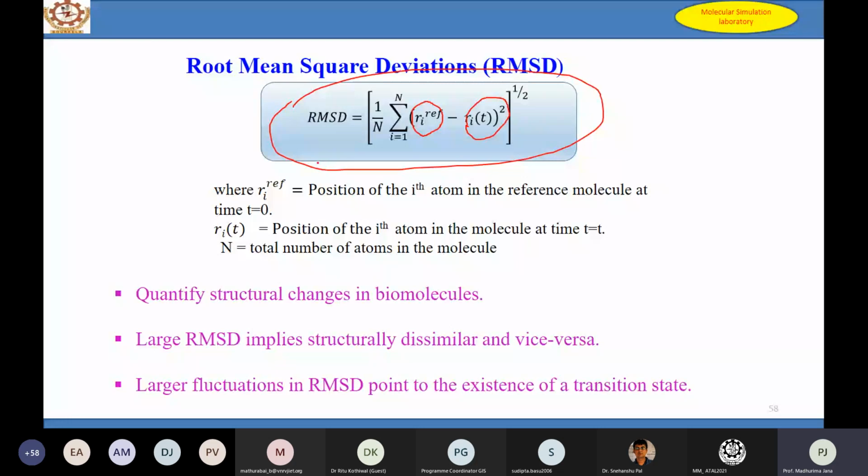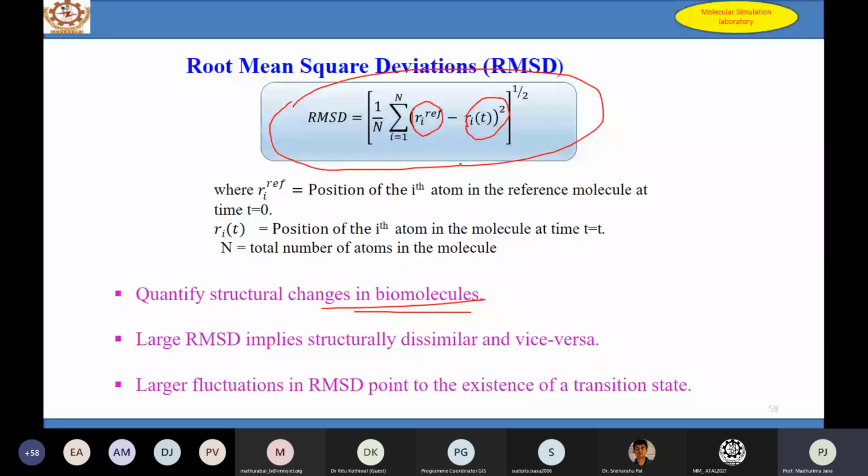So if the RMSD value is fluctuating, that means there is a conformational flexibility in your molecule, and even with the computation of RMSD, the conformational stability of the protein can also be known. Larger fluctuation means there will be some transition state. I'll show you some examples.